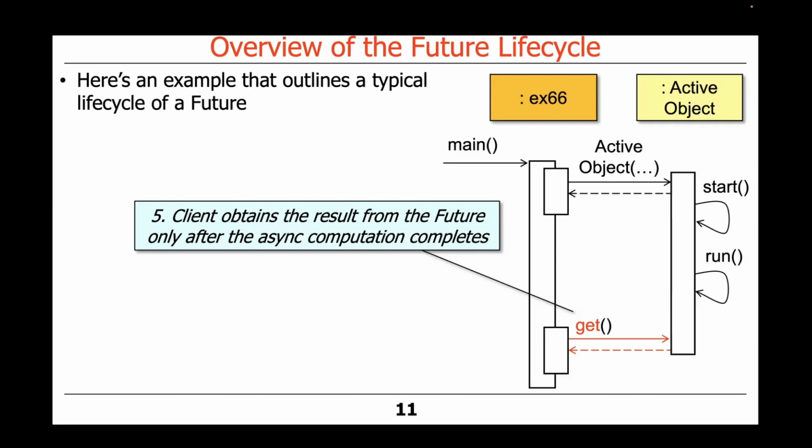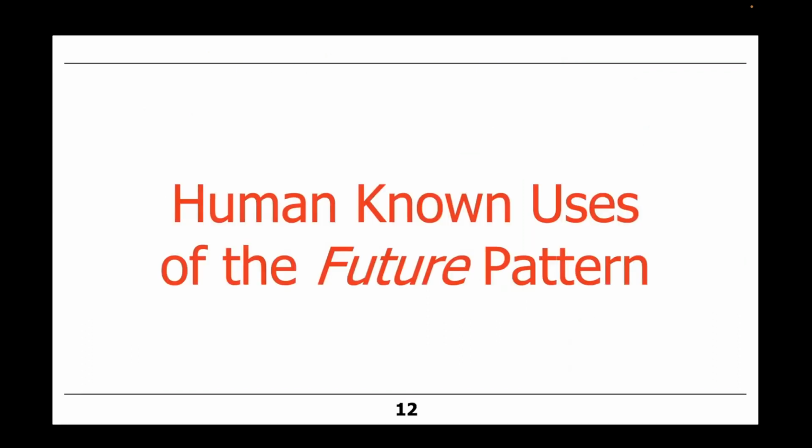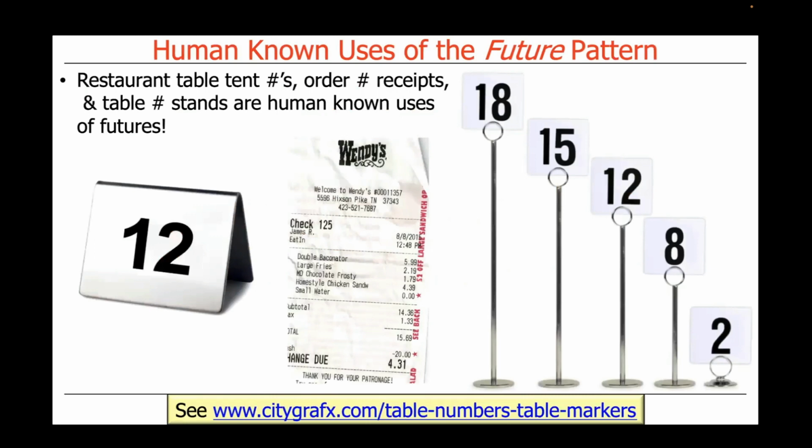You start a computation, you get a future, and then at some point, you go to get the results of that future. Well, it turns out that there's a really nice couple of human known uses of this pattern that we're probably all familiar with from our daily lives. And some examples that I'm familiar with in this context are restaurant table tent numbers, order receipts, receipts that have an order number on them, and table number stands. These are all things you've probably run across if you go to fast food restaurants or if you go to a deli where you're going to place your order and then you get one of these little futures, and then they use that to get you connected to your order later once your food is ready.